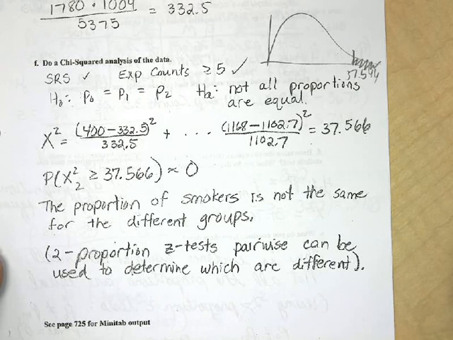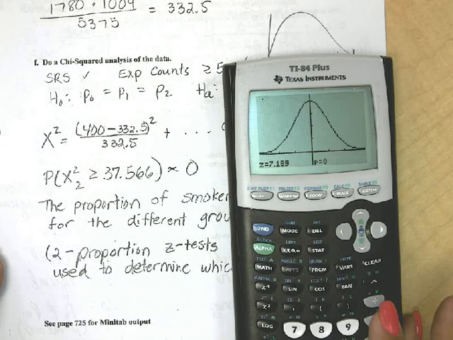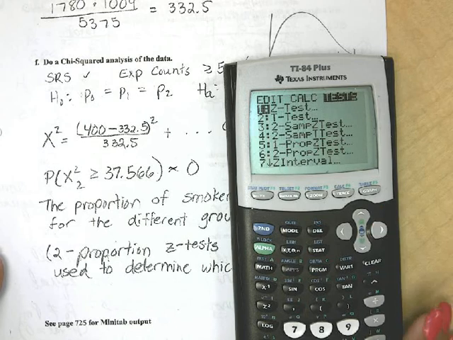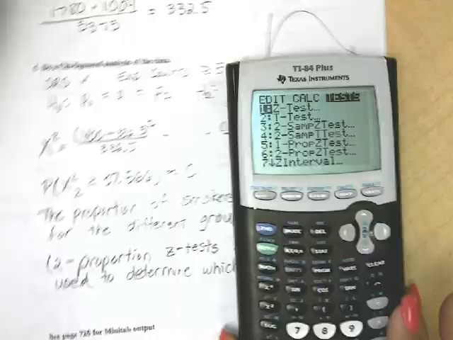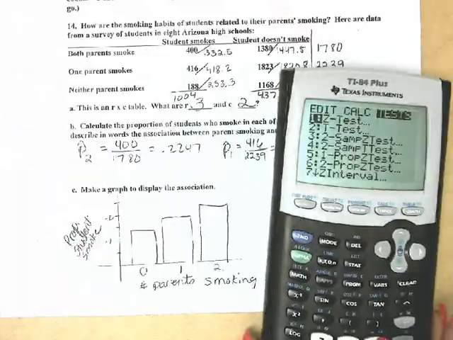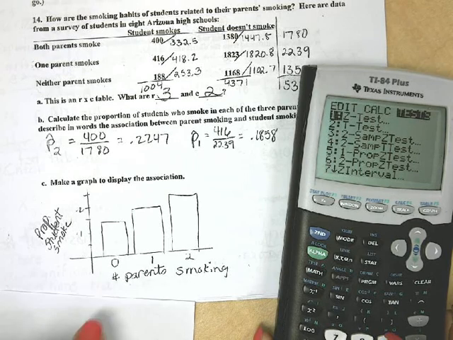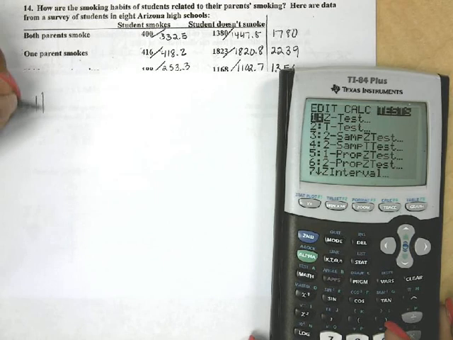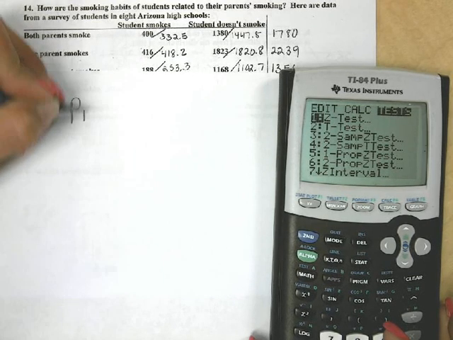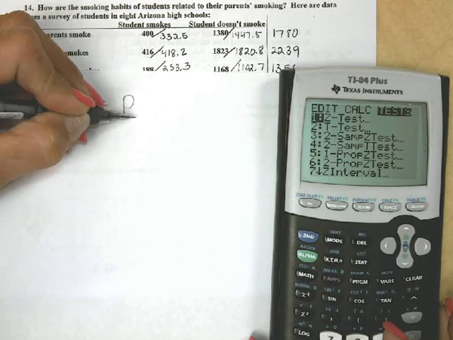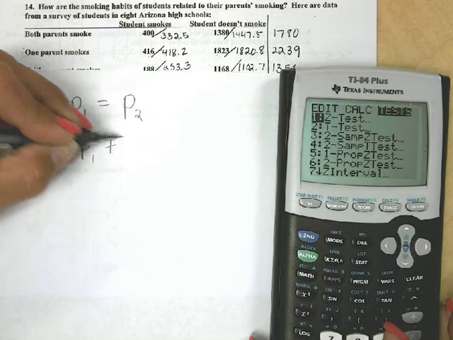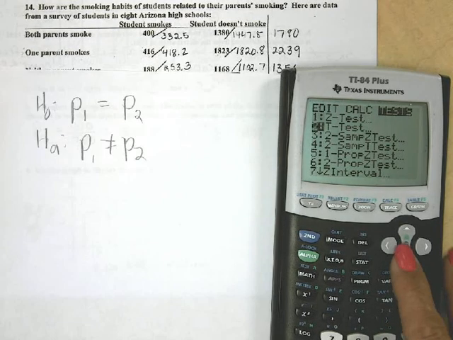However, who is different from whom? We can actually use our calculator to help us do that. So let's go to Stat and Tests again. Let's try to find out whether there's a difference between, now let's flip this over so we can see, why don't we compare 1 and 2? Let's find out if, assuming that the proportion of students who have one parent who smokes and the proportion of students who have two parents who smoke are equal, and alternately, they're not equal. So we're going to do a 2 proportion z-test.